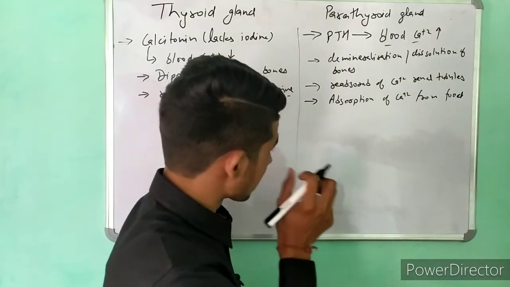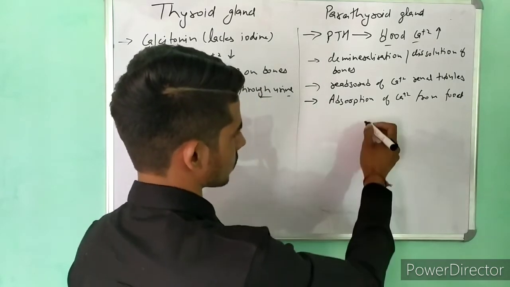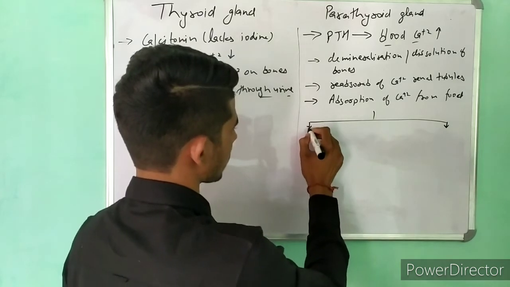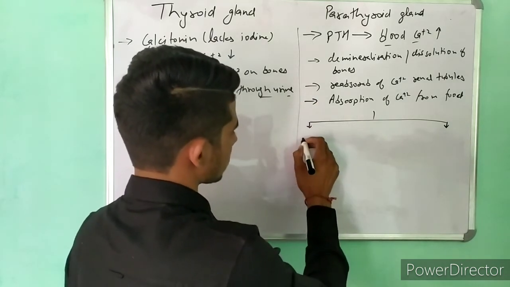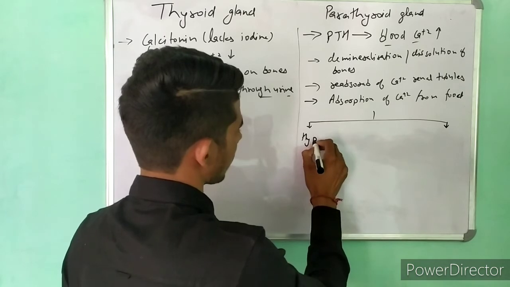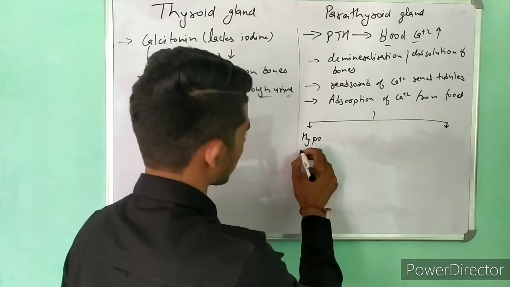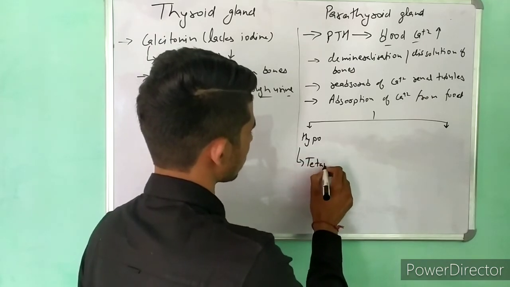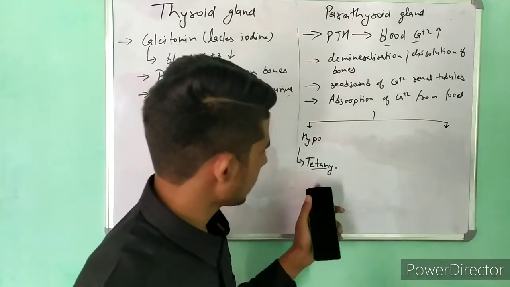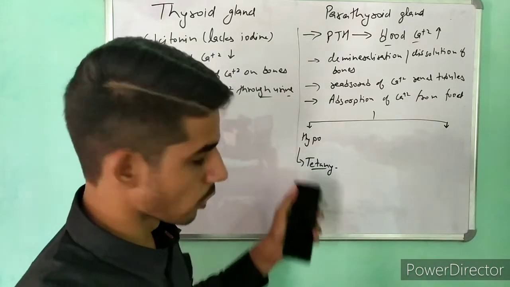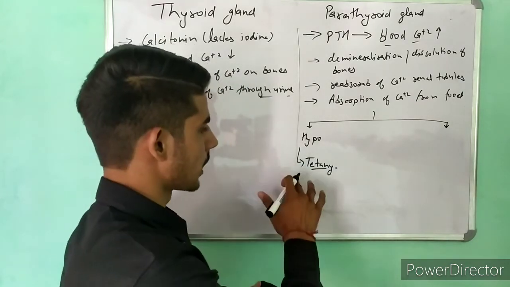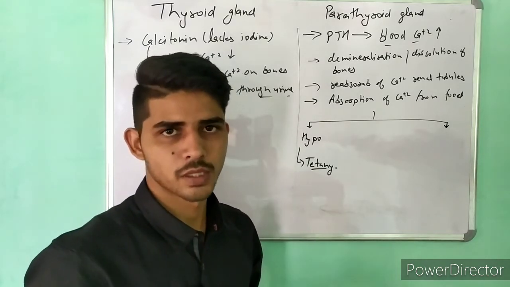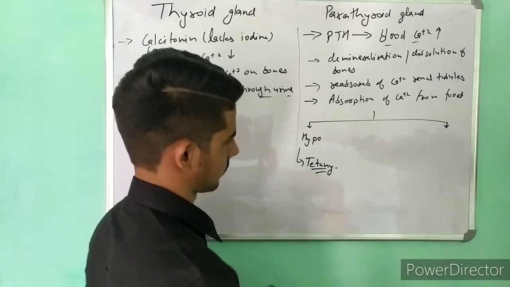And now the parathyroid hormone also has two possibilities due to abnormal secretion. If PTH has a lower secretion, hyposecretion, it causes a disease called tetany. Tetany means due to the lower calcium level in the blood, the muscles contract for a long time. This condition is called tetany.